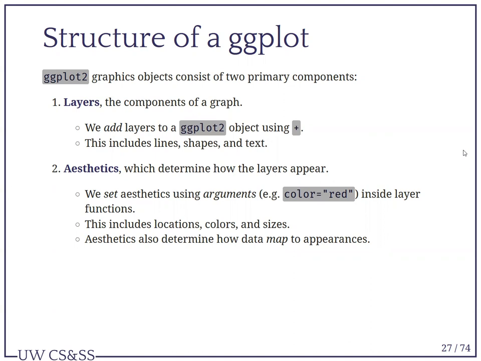We set aesthetics using arguments. So we could say things like color equals red inside of layer functions. This also includes being able to set the aesthetics for the location of things, the colors, the sizes, how the background looks, the size of the text, that kind of thing. Aesthetics also determine how data map to appearances. So we're going to talk about the differences between setting and mapping aesthetics here in a minute.